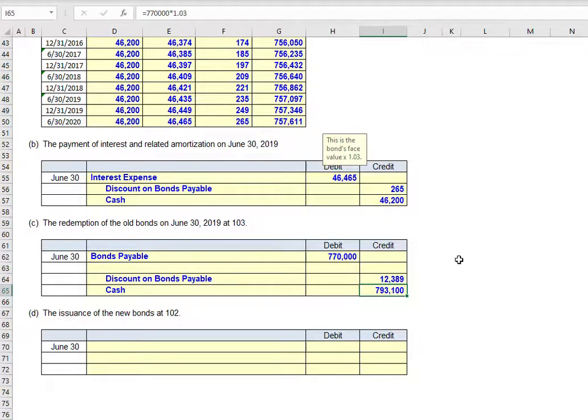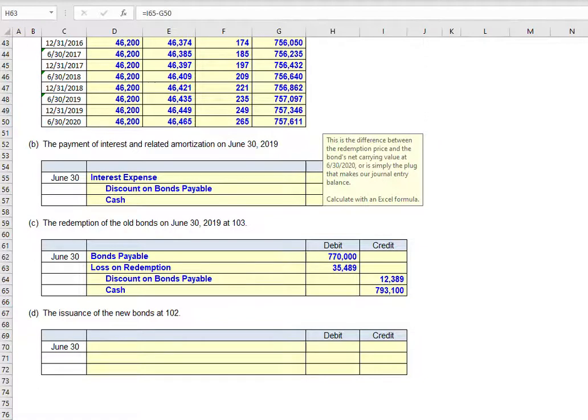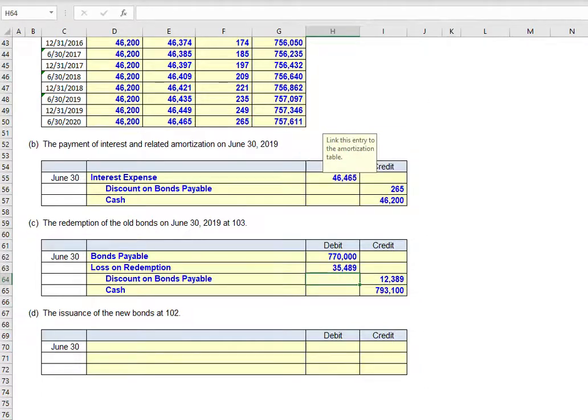There's the $12,389. At this point, debits don't equal credits, and we're going to need to record a loss on retirement. And this loss is the plug that makes our journal entry work, or it's simply the difference between the cash that we paid to retire the bonds, less the bond's net carrying value.